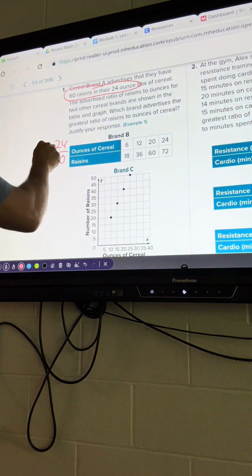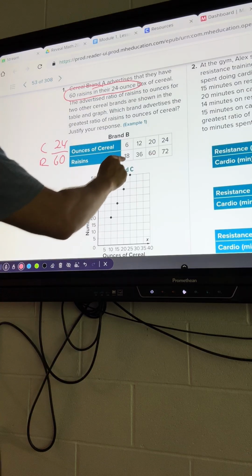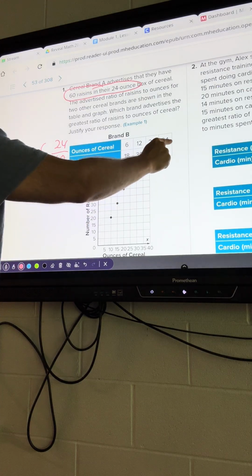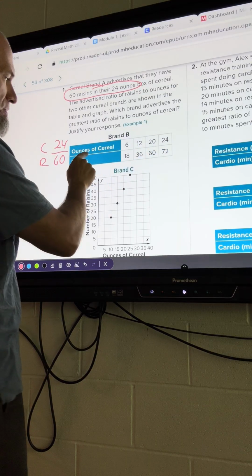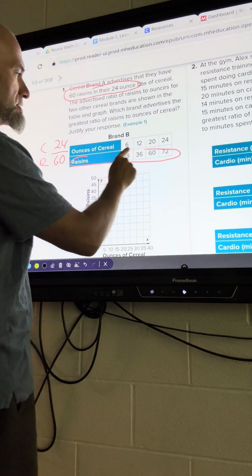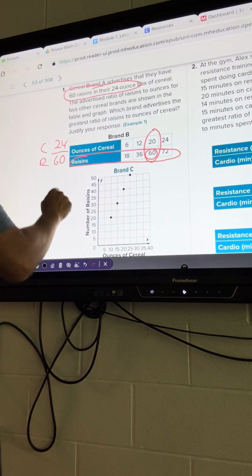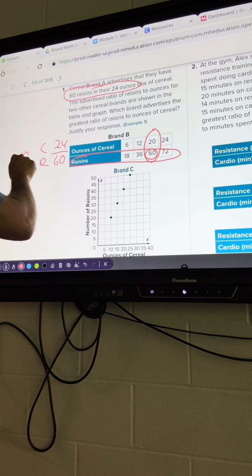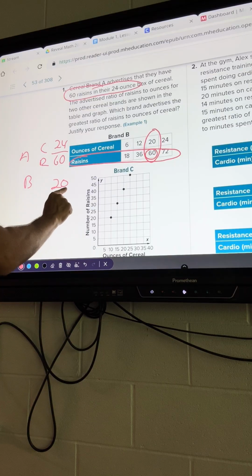So if we need the raisins to be 60 and the cereal to be 24, if we take a look here, well, we can either choose 24 or 60, but like we did in class, probably best for the bottom row. We'll use that 60 in the bottom row here. So brand A is going to be 24 out of 60. Brand B will be 20 out of 60.